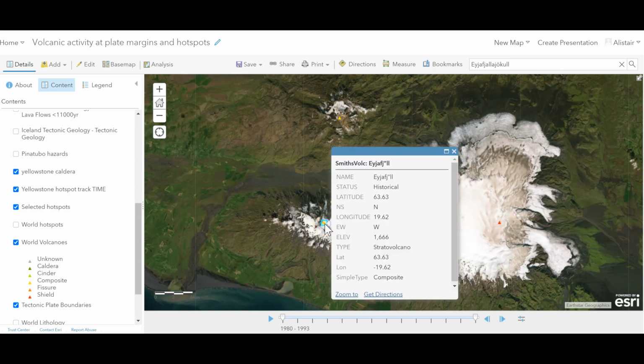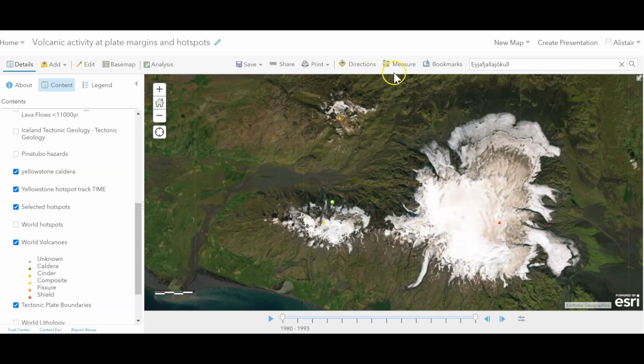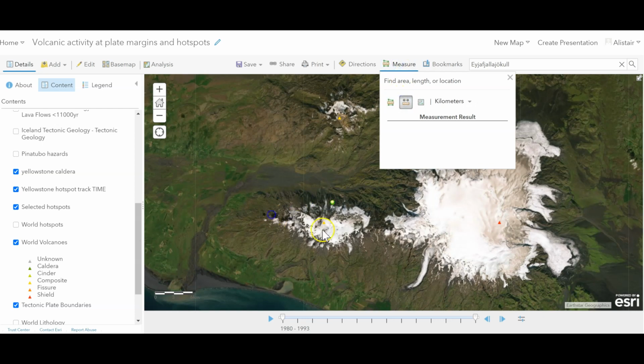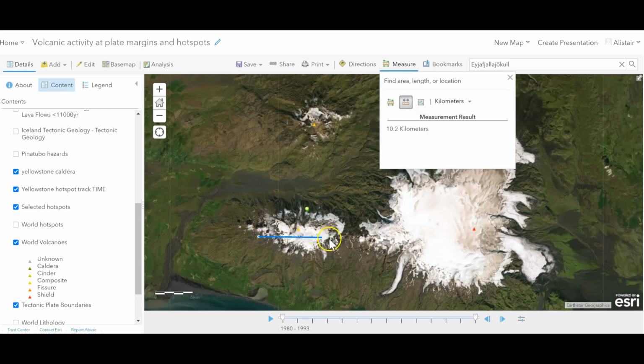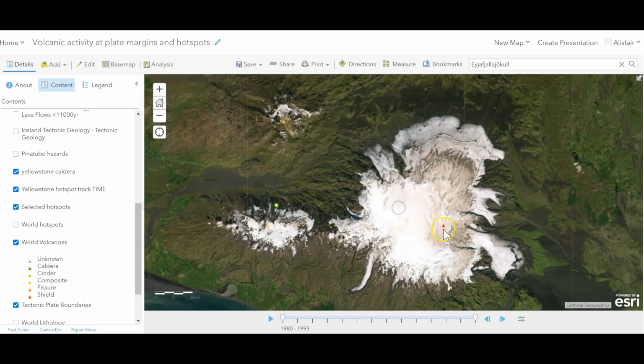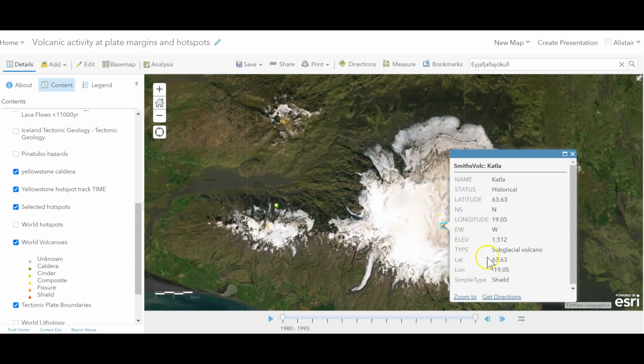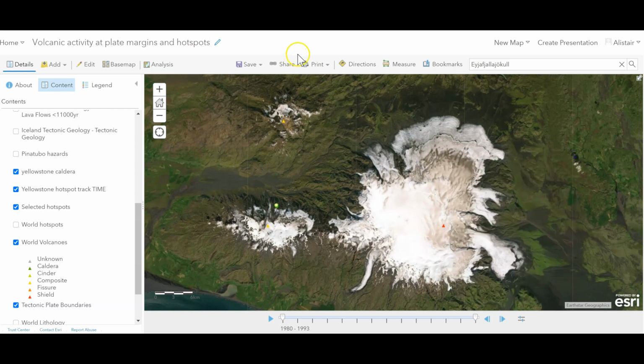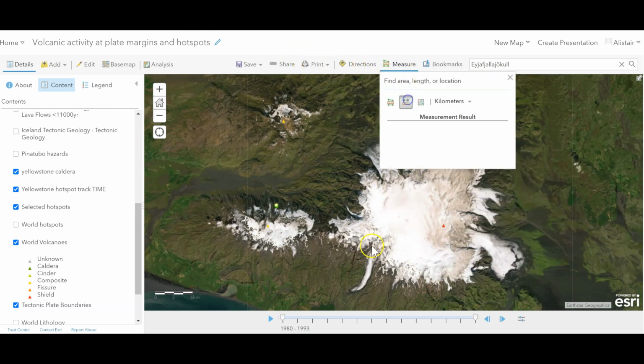But let's get a bit of a sense here. This is a composite volcano. So the height is about 1,600 meters. Let's get a bit of a sense of this scale, of the width of it. Let's get the measure tool on the go. Why is that not measuring? There we go. So again, not that wide in comparison to the likes of Mauna Loa. Just as a bit of comparison here, this Katla is a shield volcano nearby. Actually not quite as high, but you can see it is much wider than Eyjafjallajökull.